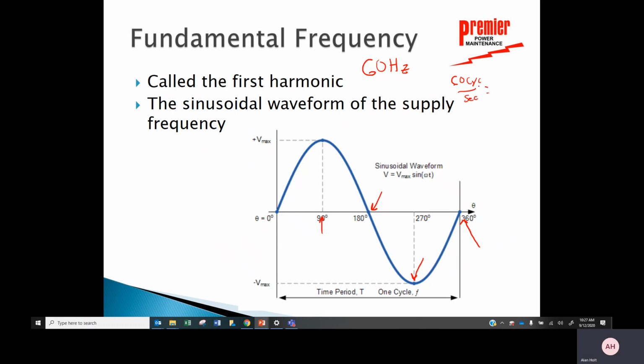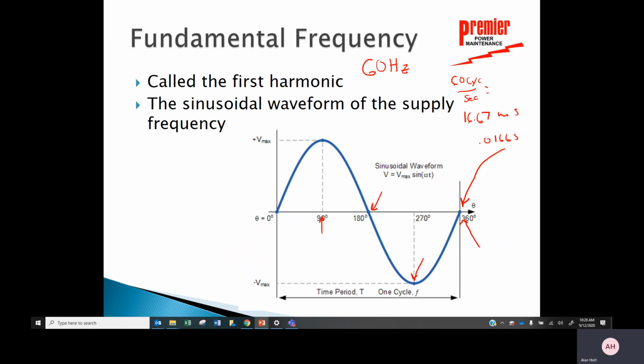So if I look at how much I have in 1 second, 1 divided by 60 is 16.67 milliseconds. So every 16.67 milliseconds, or 0.0166 seconds, that is 360 degrees. So every 16 milliseconds, I repeat that waveform.